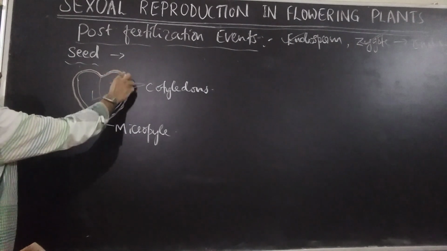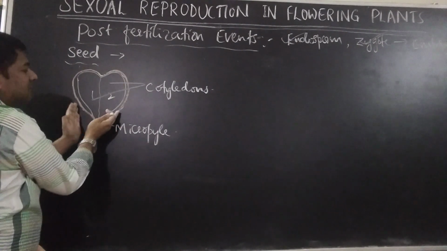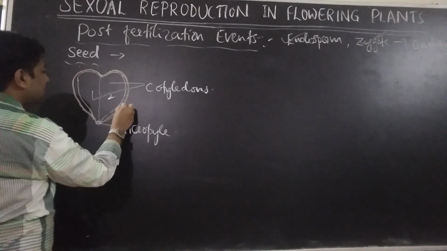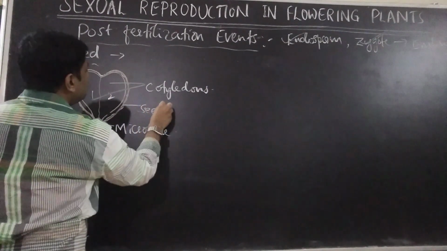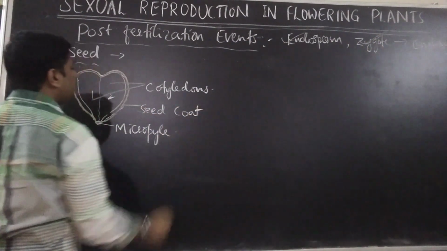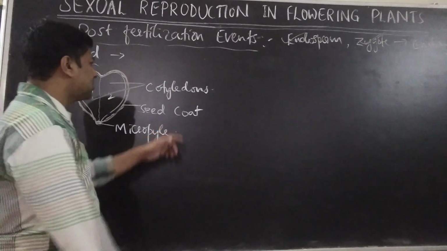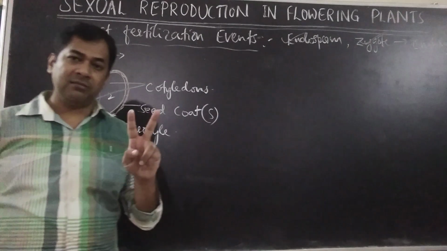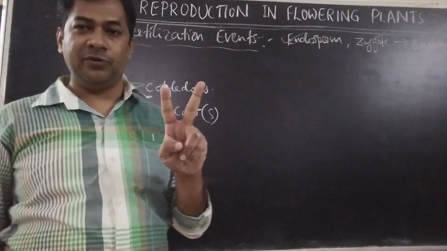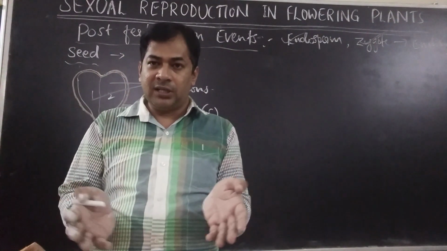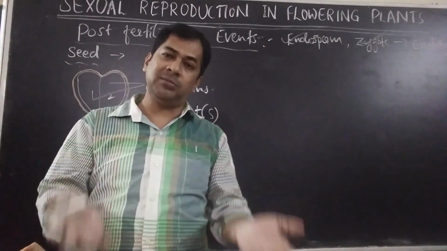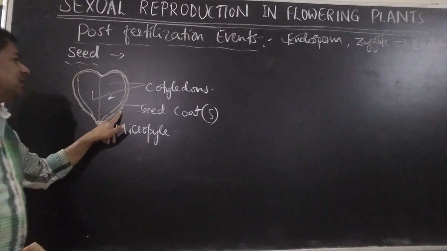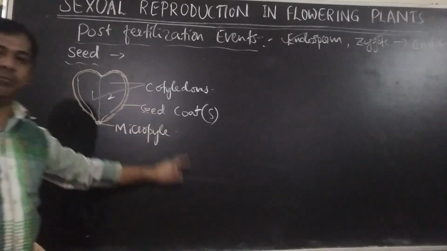Then the seed will be covered by seed coverings, that is called the seed coat. Here you can see the seed coat. Do you remember? Sometimes seed coat, sometimes seed coats, because there were two integuments in the ovule, if you remember. Those integuments later become the seed coat. So the seed coat is produced by integuments.